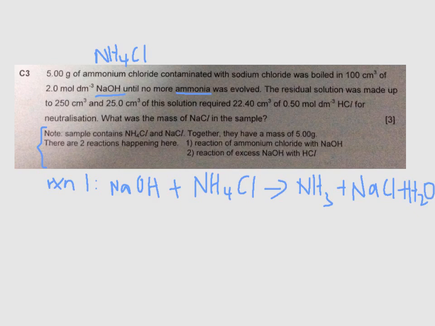Alright, you know that ammonia is evolved, therefore NH3 must be produced, and you know that a salt must be produced, so NaCl is produced. Okay, so this is reaction 1.